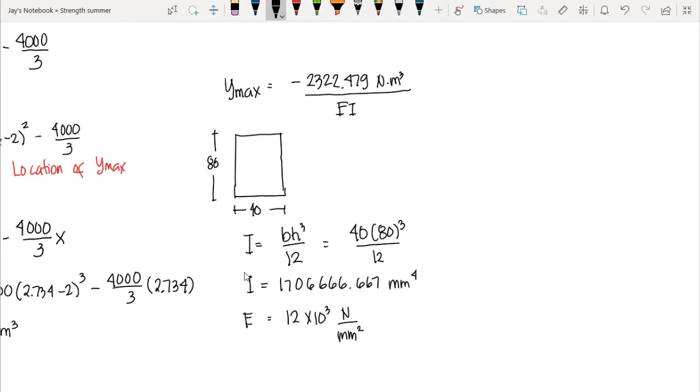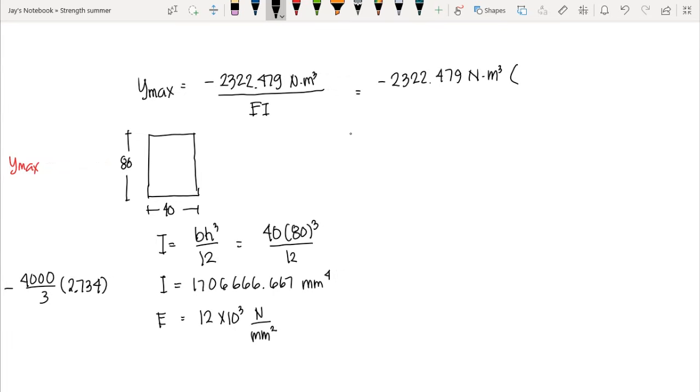So we can now substitute this value of EI in our equation. So we have negative 2322.479 Newton times cubic meter. Now take note, this is in meter cube, so we need to convert it into millimeter. So we multiply 1000 raised to the 3, correct? Over our I here, which is 1,706,666.667 in millimeter to the 4th, times our E, which is 12 times 10 raised to the 3 Newton per square millimeter.